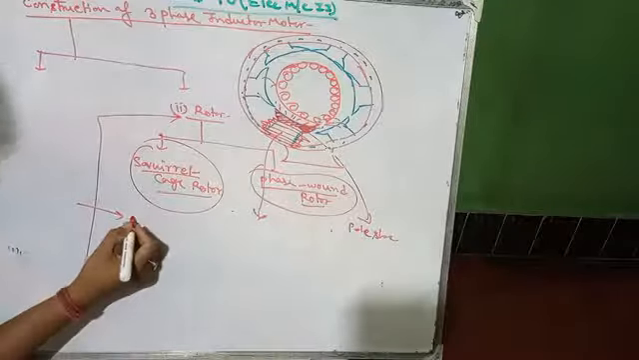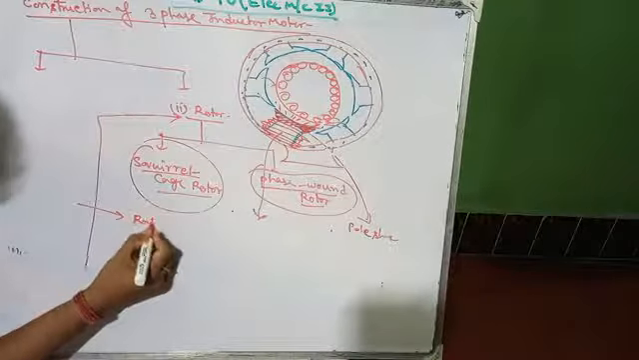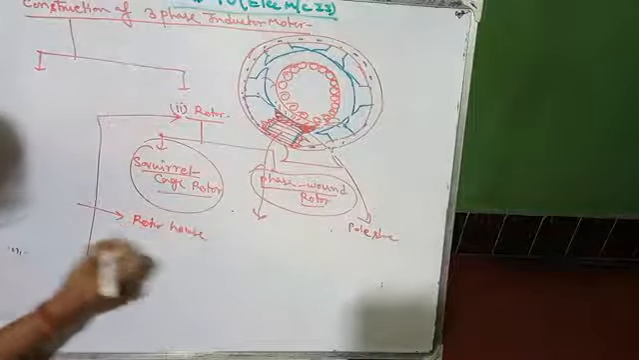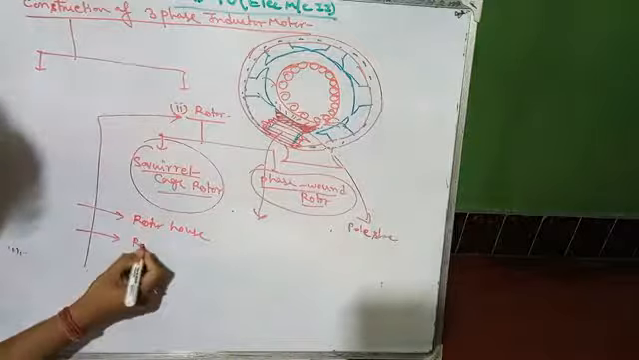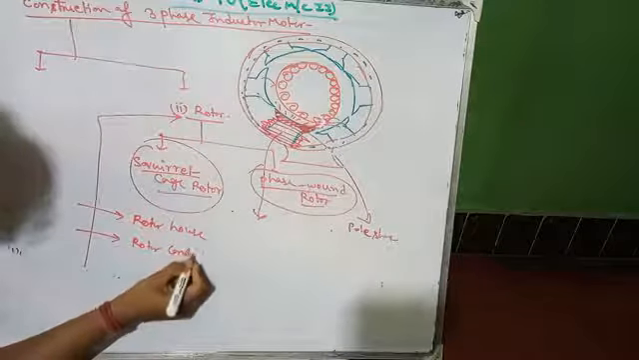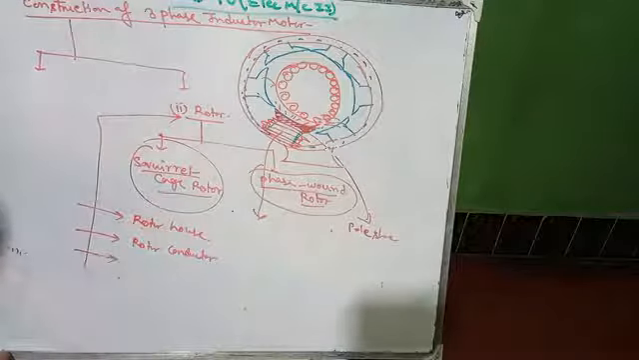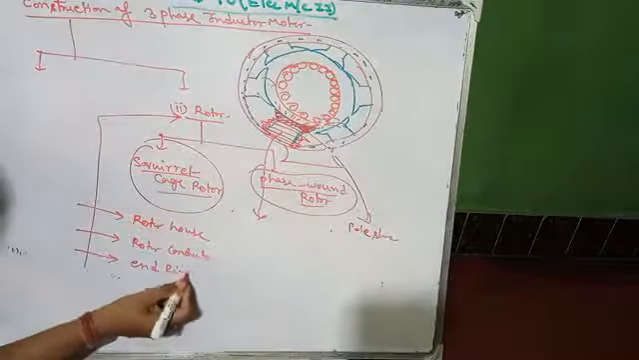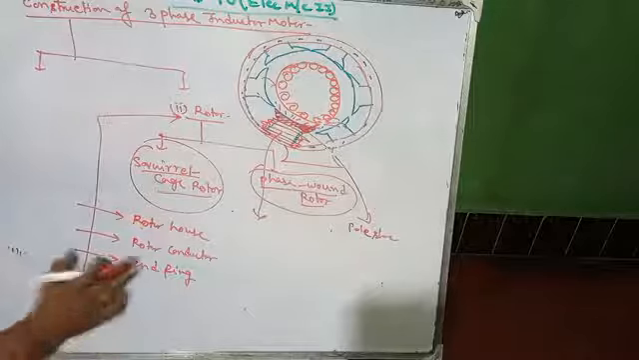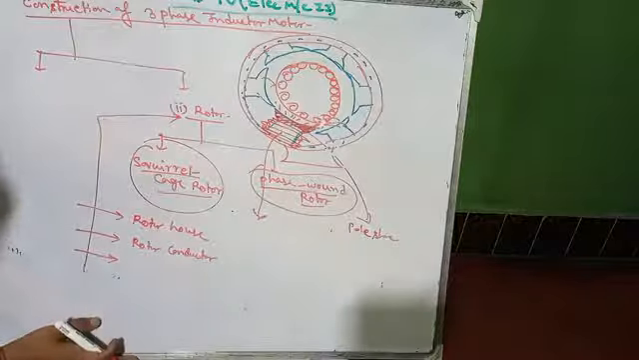Rotor consists of shaft. Okay, so before shaft, rotor house. Rotor consists of rotor conductors. Rotor consists of end ring or non-end ring. It will come with the rotor conductor also. Okay.